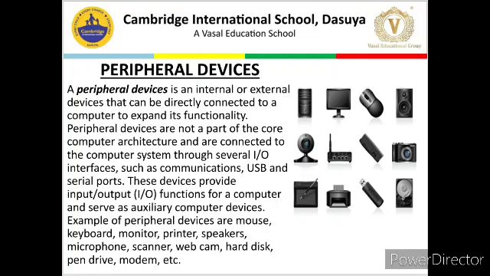Based on the function they perform, all the peripheral devices can be grouped into three main categories. Those three main categories are input devices, output devices, and storage devices. Let's start with the very first, input devices.